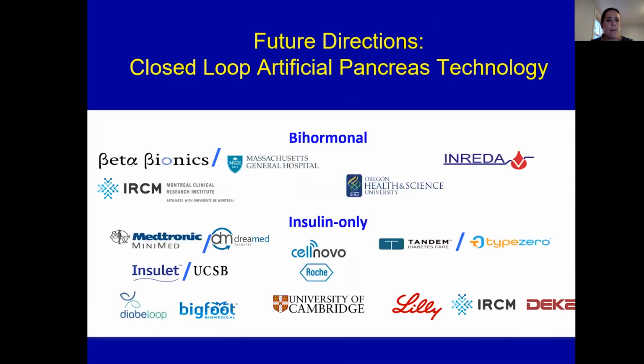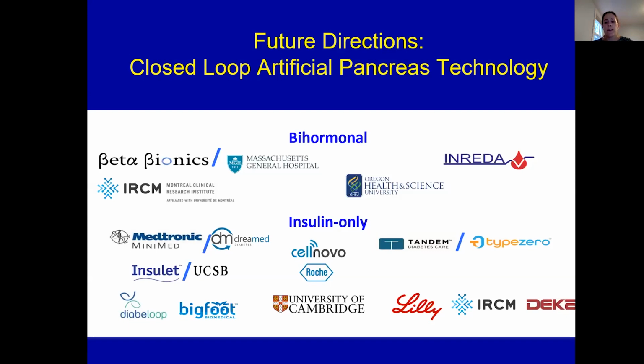I'd like to talk a little bit now about future directions in this field, focusing on closed-loop artificial pancreas technology. Because ultimately, where this field is moving towards, and the goal, is a device that requires minimal input from users to control blood glucose levels as automatically as possible, using either insulin alone or using a bihormonal device, which includes insulin plus glucagon.